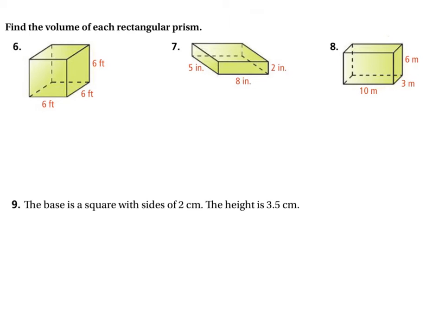Find the volume of each rectangular prism. The rectangular prisms are really easy because we're still doing area of the base times the height, but essentially area of the base, as I'll highlight in here, that's just length times width, right?